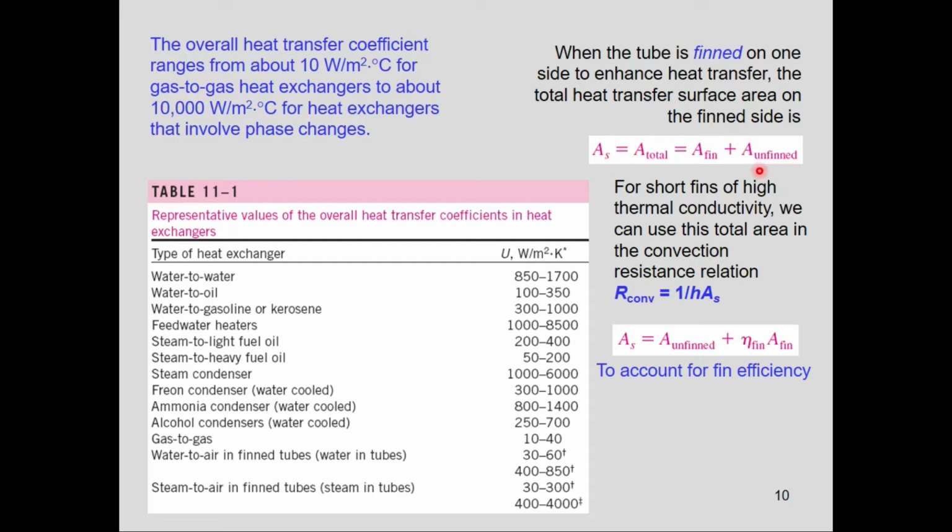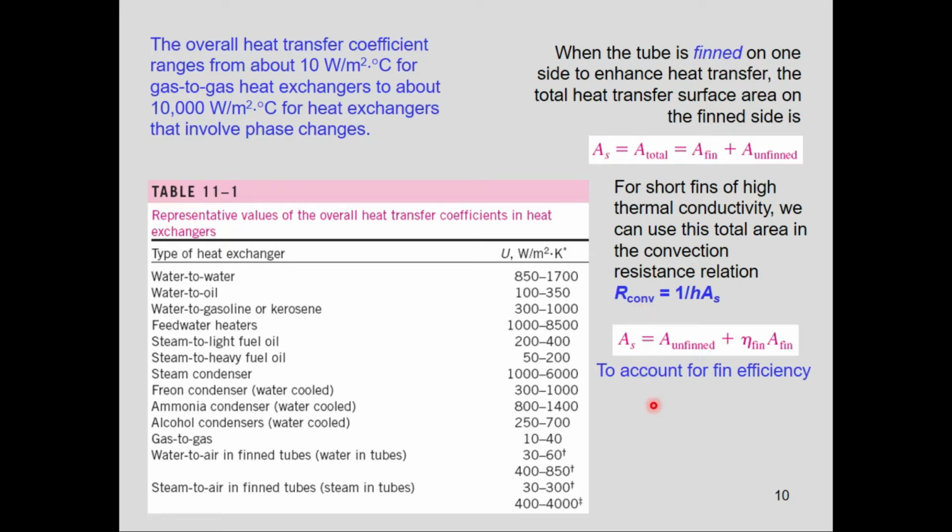So the empty surface area plus the extended area of the surfaces which are basically installed on the tube. So the total surface area, which is represented by AS, will be determined by adding the fin surface area and the unfinned surface area. So for the short fins of high thermal conductivity, we can use this total area in the convection resistance relationship as is given over here.